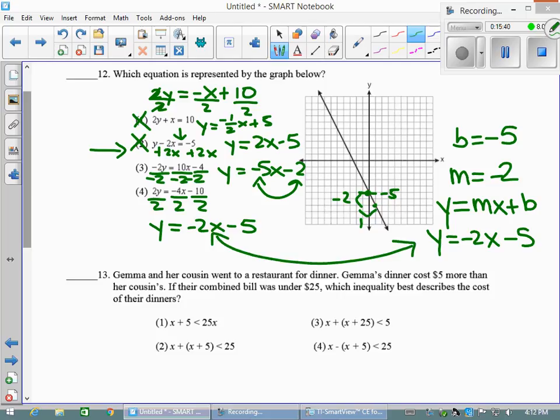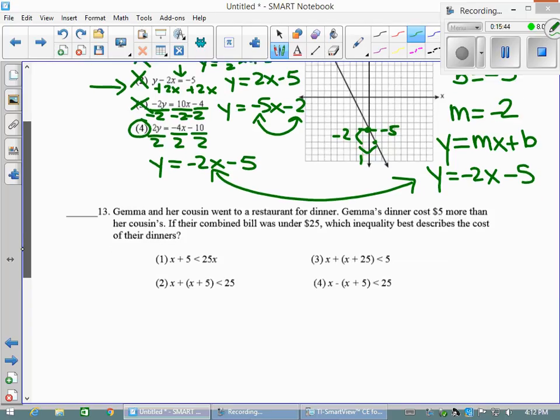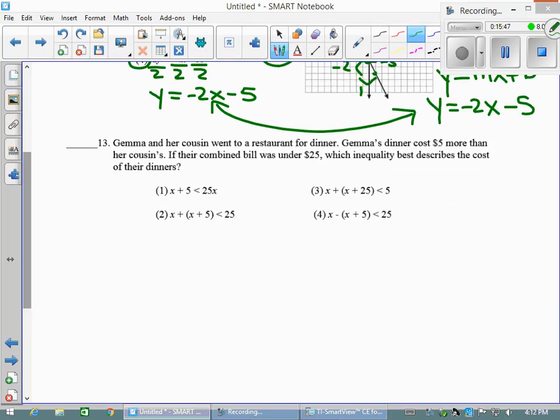And the last multiple choice question here, we're talking about a girl and her cousin going to a restaurant. The girl's dinner costs her $5 more than her cousin's. Okay, so that means her cousin's dinner, we don't really know what it is, so we'll call it x. And Gemma's dinner costs $5 more, so that would be x plus 5. They tell me if their combined bill, so if I took their two amounts for dinner and added them up, was under $25, which means it's less than 25.